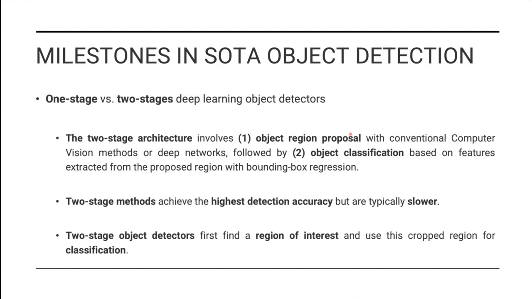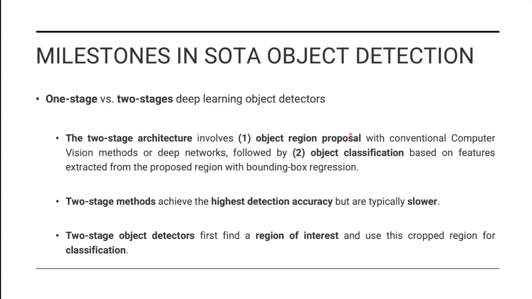But before doing a comparison between them, there is something we should keep in mind. In the deep learning algorithms for object detection, we have two categories. Some of these algorithms we call one-stage object detectors.